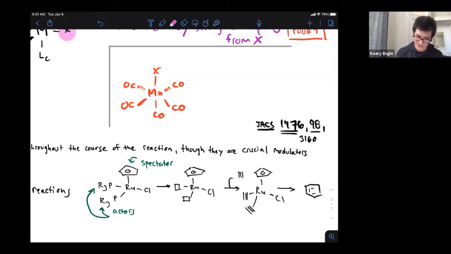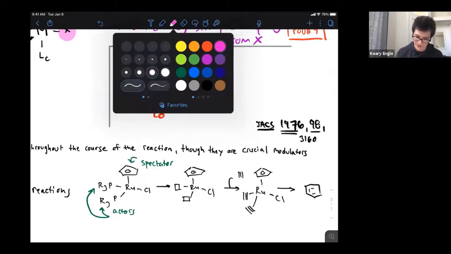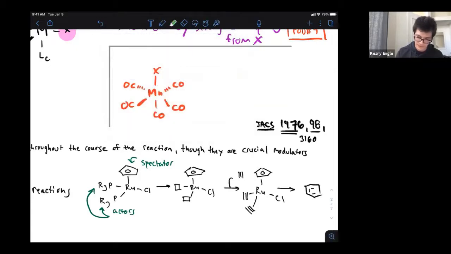So let's consider these two potential outgoing ligands, Noor. Which of these two inequivalent carbonyls would you expect to depart if you had to pick one? The one on the equatorial site. Okay, and why is that? Because it's trans to a strong pi acceptor.